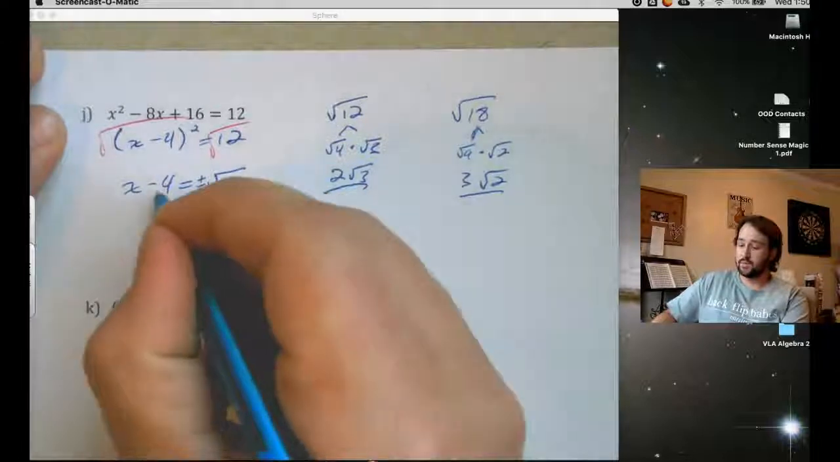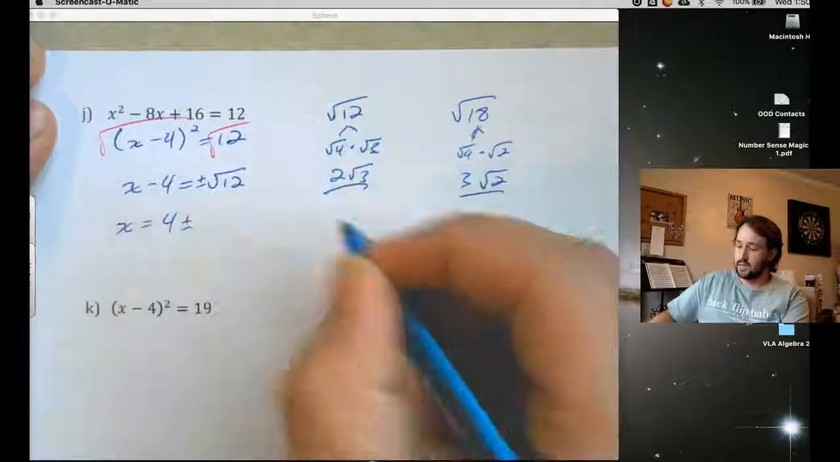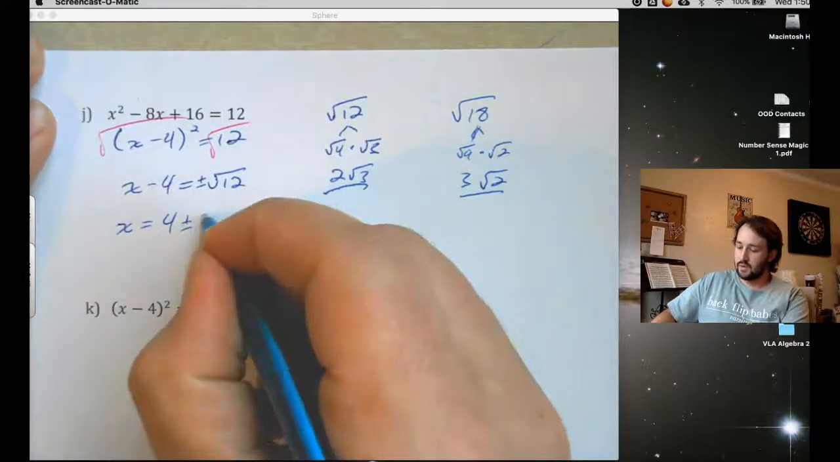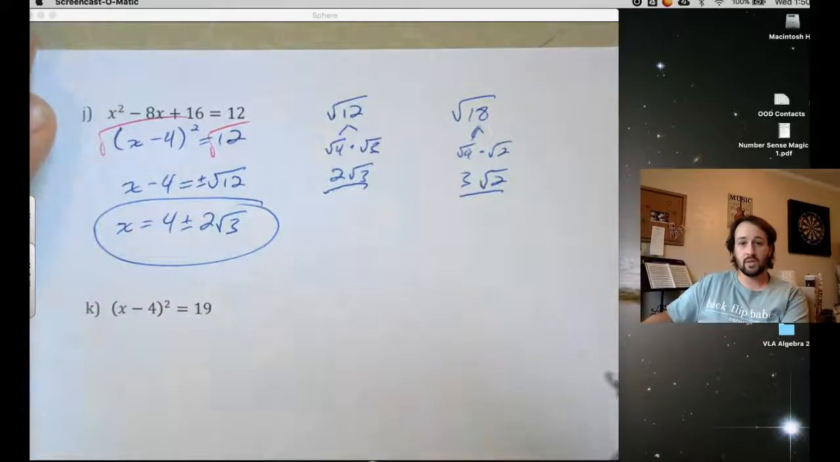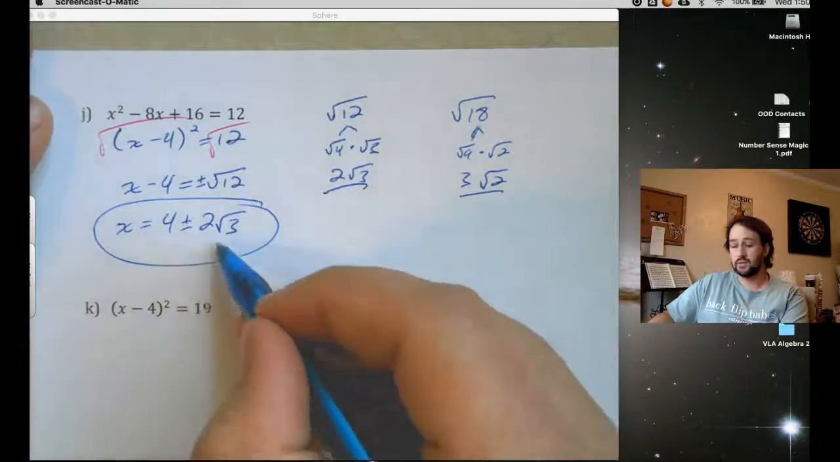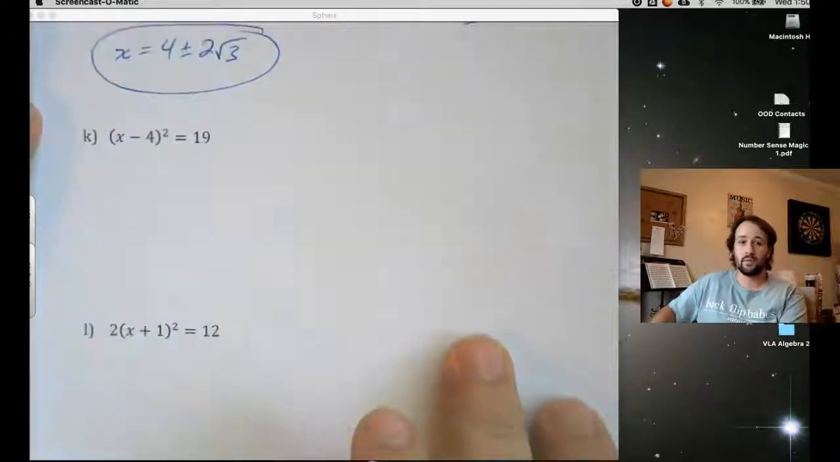So from this point, all I'm going to do is add over the 4. So I have 4 plus or minus, and then I'm going to write the square root of 12 as 2 root 3. Again, remember, they could split this up in Apex for you to make it 4 plus 2 root 3 or 4 minus 2 root 3. You could see either one. They're both acceptable answers.